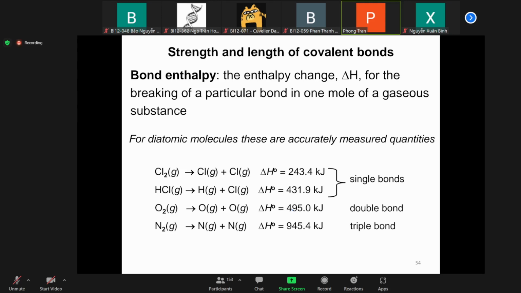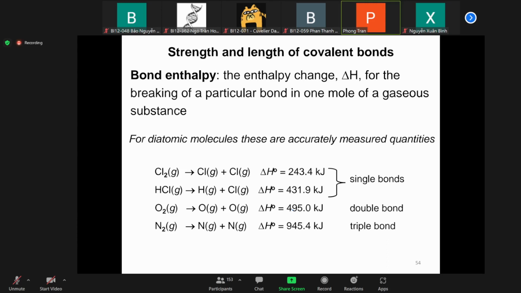Okay, so the bond enthalpy is the enthalpy change for the breaking. That means the energy you need to put inside to cut a particle bond in 1 mole of gaseous substance. So if you are given a compound which is not yet in the gas phase, you need to calculate the energy to transfer from the solid or liquid phase to the gas. And then from the gas phase, you cut it. So you have the bond enthalpy.